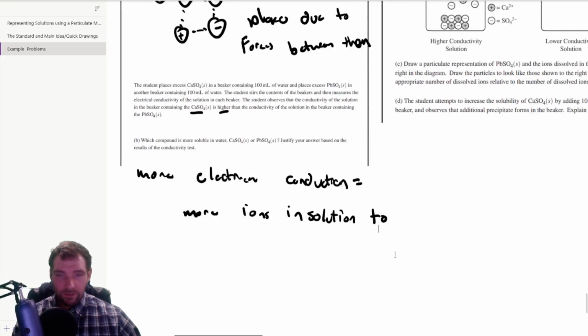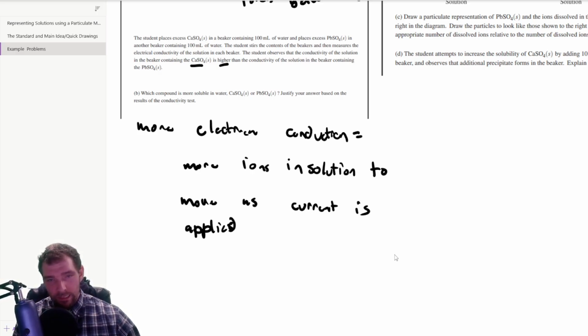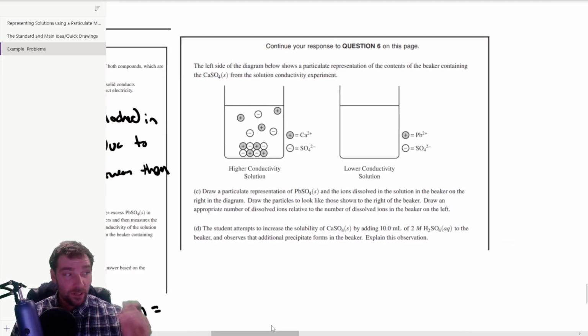To move as current is applied. That's what I would say, something kind of like that. And then this is the key part when you're actually drawing in the model.